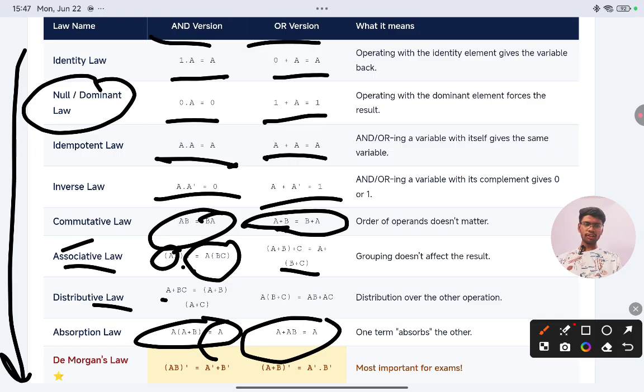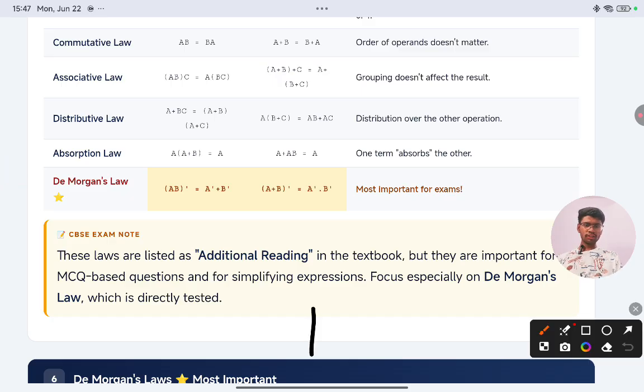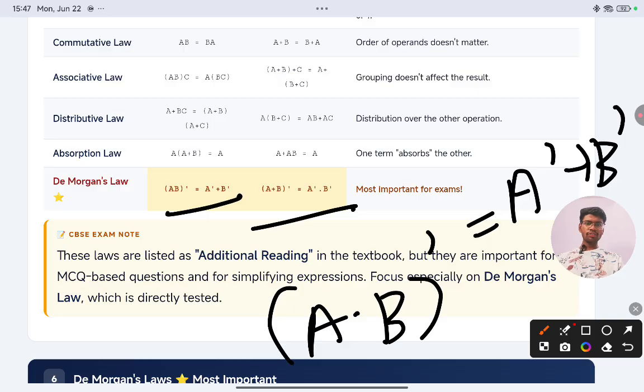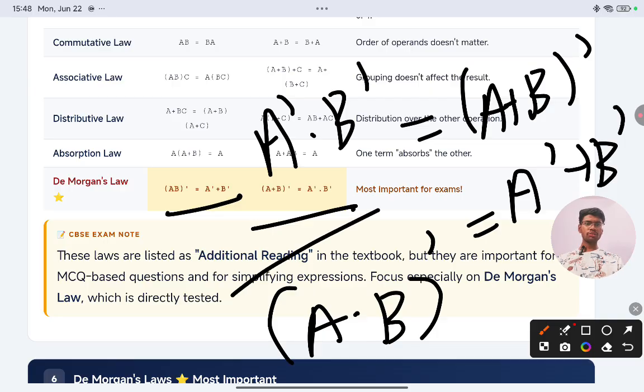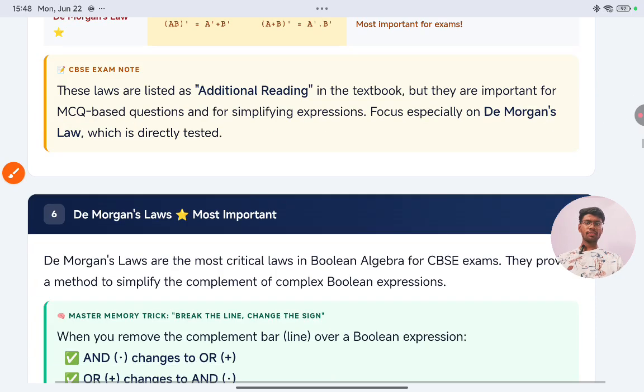Most important to study here is De Morgan's law. That is, (A dot B) whole complement equals A complement plus B complement. This is De Morgan's first law. This is De Morgan's second law also. In the OR version, (A plus B) whole complement equals A complement dot B complement. So these two laws we need to remember, and they are very important from the examination point of view.